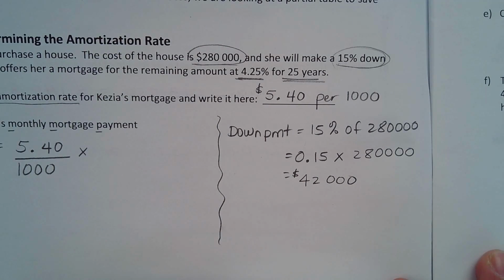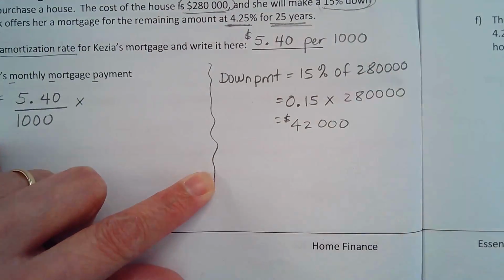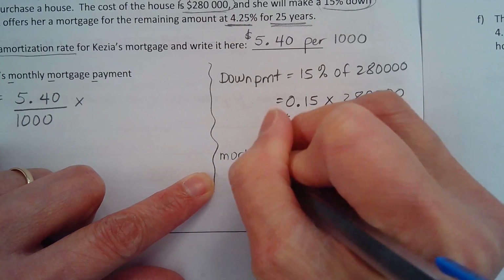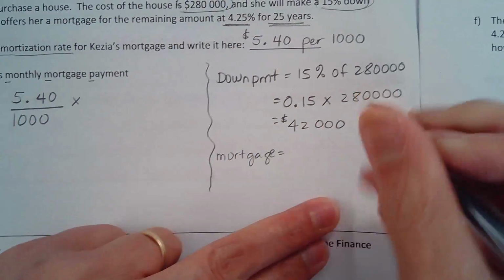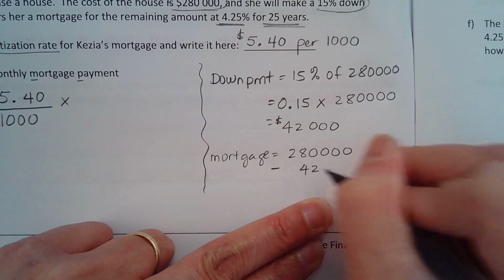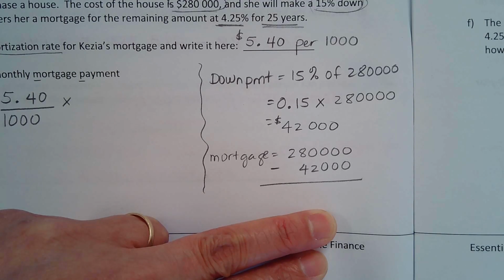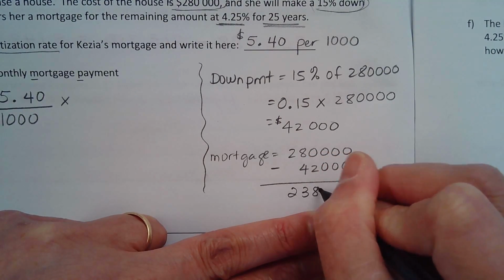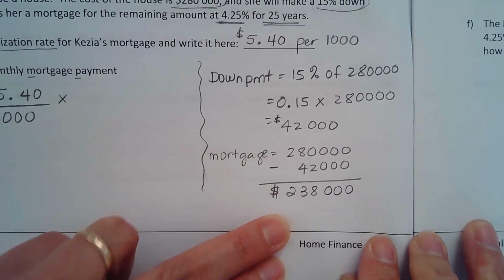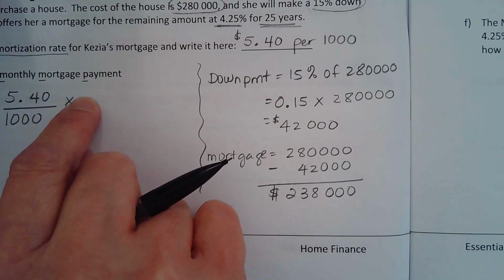So how much do they need for the loan? How much is their mortgage? The mortgage amount is the 280,000 minus, take away, 42,000, which is $238,000. So this is how much they're gonna borrow. Is that okay? So that's the amount that goes in there.